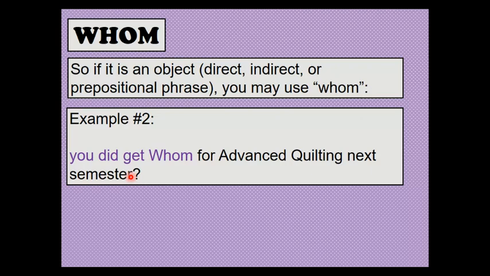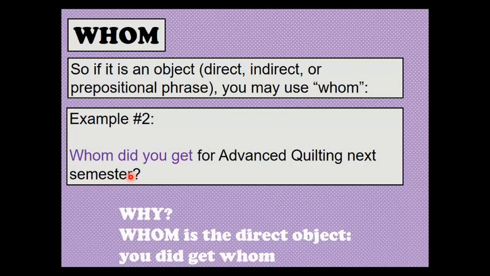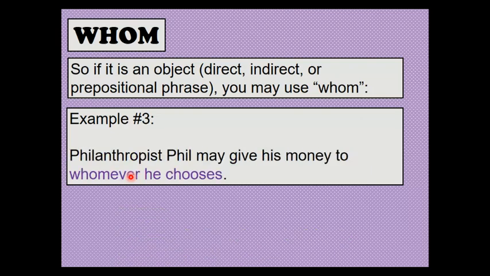You did get whom. And therefore, it actually becomes this direct object. It says you did get, direct object, whom. And that's why we get to use the word whom. Last example, philanthropist. I'm having a hard time speaking today.